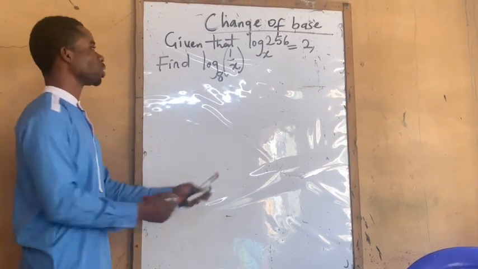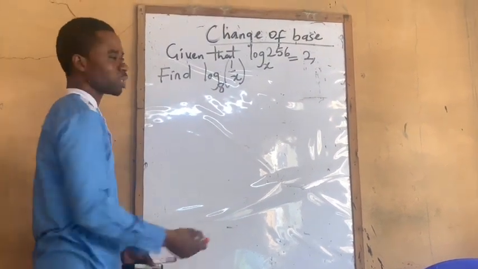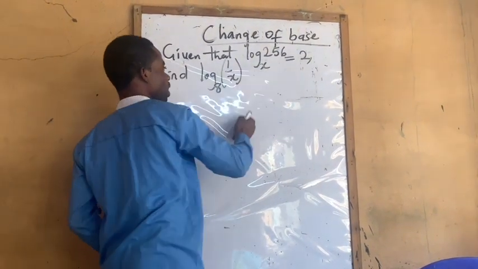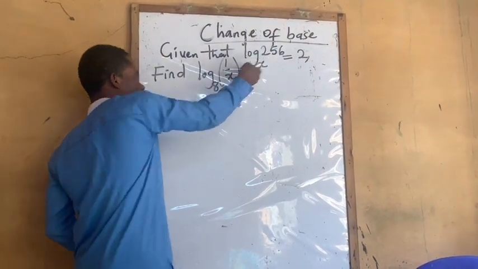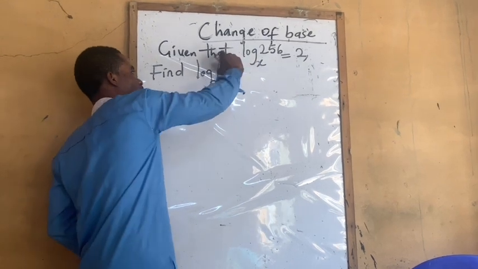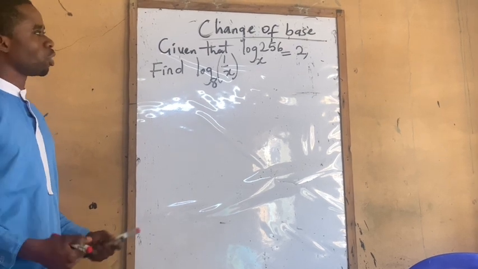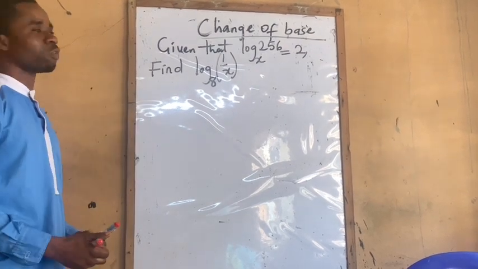After you have gotten your x, how do you do that? Just say equals to any letter. You can put equals to y or equals to x. After you have gotten your x, just bring it out as a power here and bring this one out, and solve it the way you solve your indices and get your answer. But now, we want to use change of base. How do we do it?